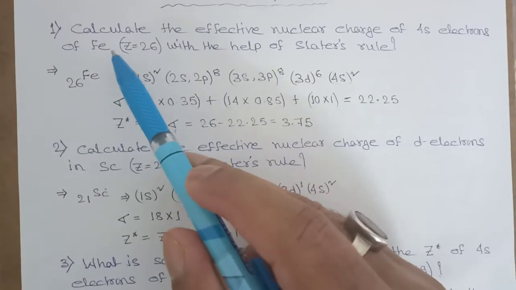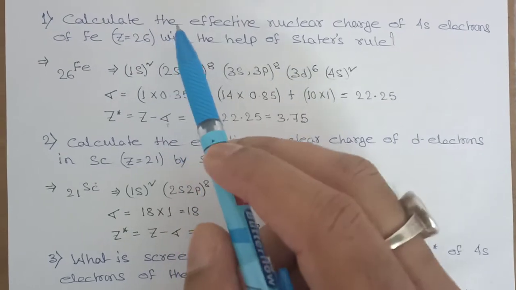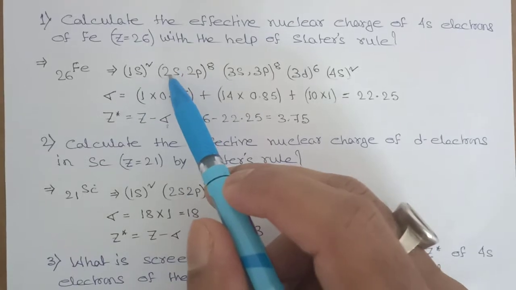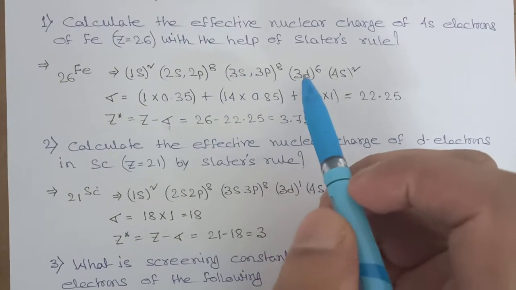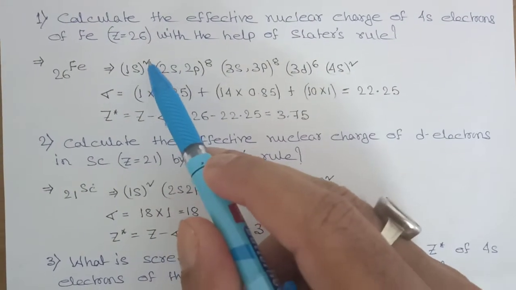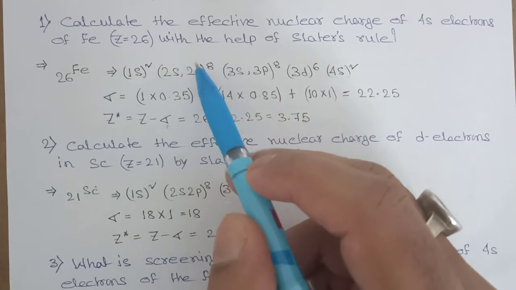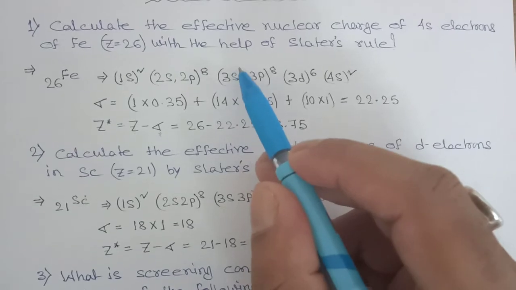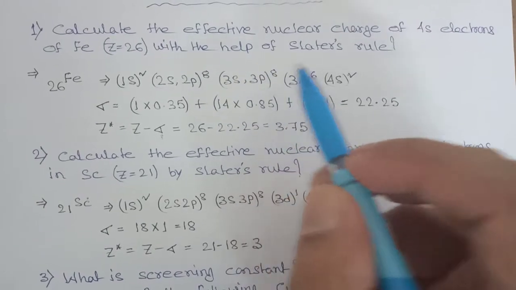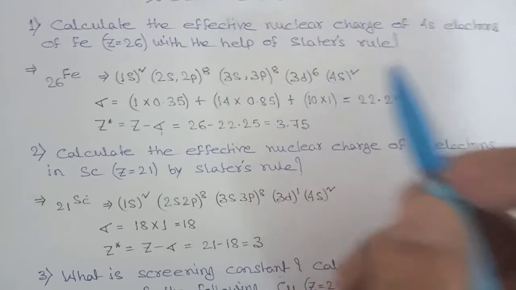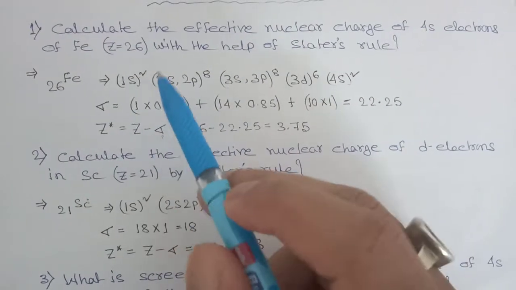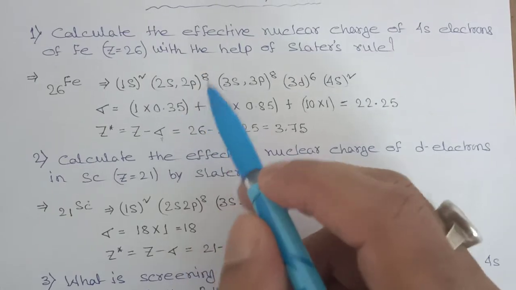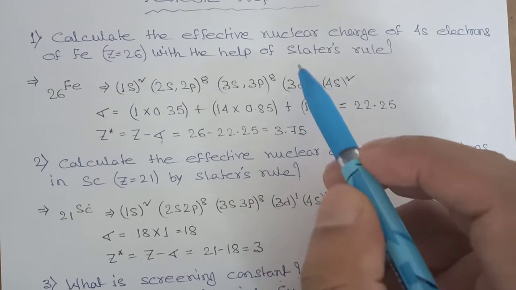And for iron having atomic number 26, we can write the electronic configuration in this way: 1s, 2s, 2p, 3s, 3p, 3d, 4s. 1s having 2 electrons, 2s having 2 electrons and 2p having 6 electrons. So total there will be 8 electrons. 3s having 2 electrons, 3p 6 electrons, so 8 electrons, then 6 electrons and 2 electrons. But we have to group in this way. Here s and p orbitals will be in one bracket and d orbital will be in another bracket.